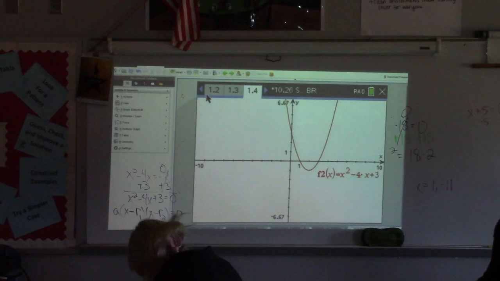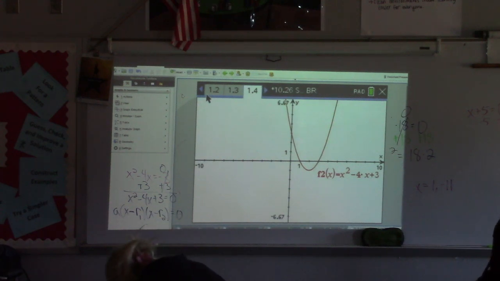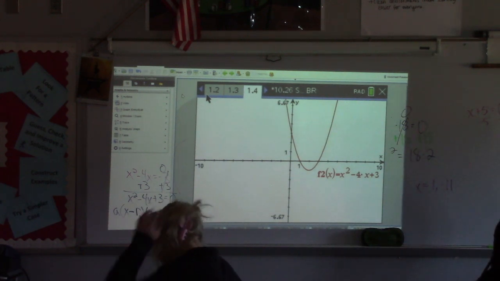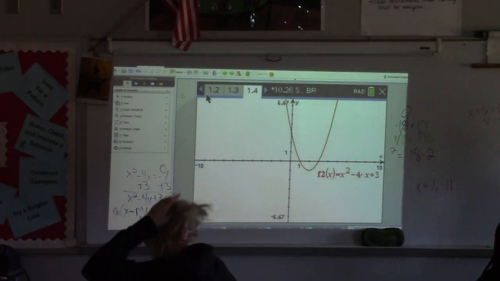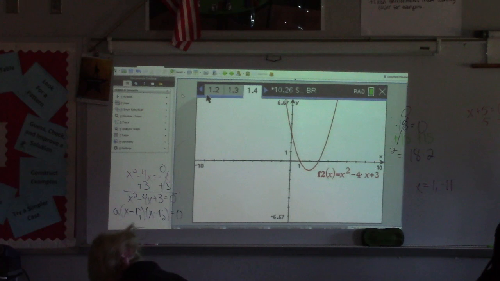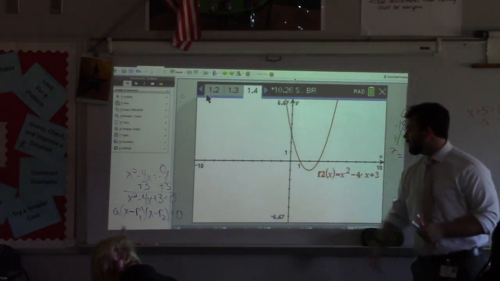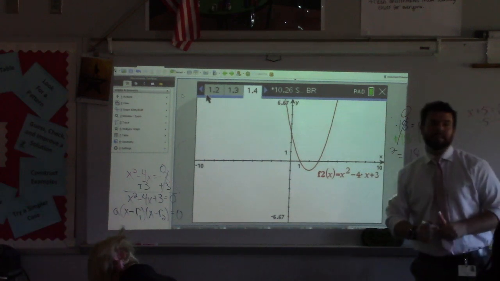Are those the x-intercepts? Where do you think we see our x-intercepts? So remember, the graph that you need to put in is what's on the left-hand side that is equal to 0. Because again, what are those roots also called? Zeros. X-intercepts or zeros, right? So we need to be equal to 0. So does anyone see my x-intercepts?